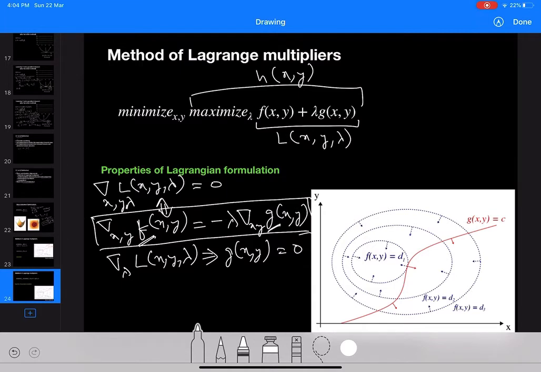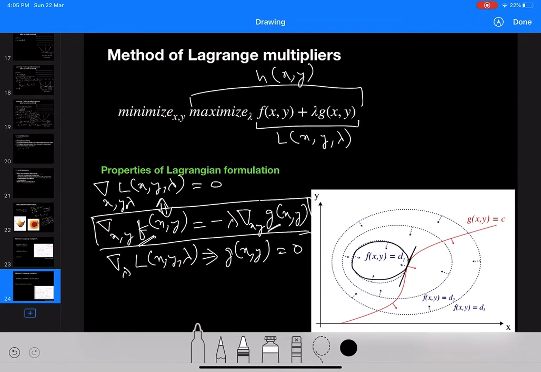If you look at the diagram on the right, you can see this red curve, which is the constraint, and you can see f of xy equal to d1, which is this curve. What this property says is that when you find the optimal point, the tangent is shared between the curves. That's what it is saying, and this is a great insight which will help us later on.